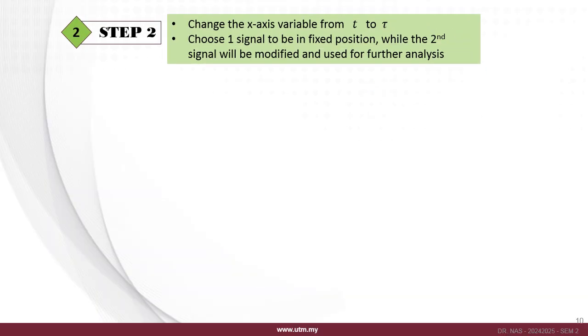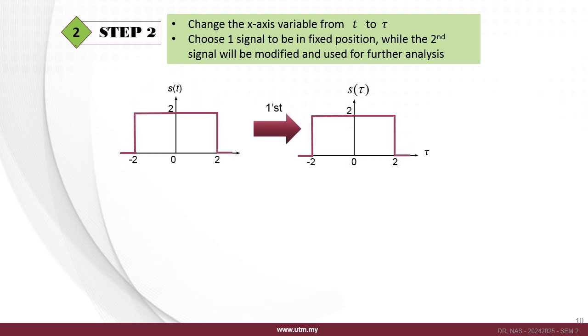Okay, the second step, you need to change the x-axis from t to tau, and then choose one signal to be in a fixed position, while the second one will be modified and used for further analysis. So this is the first one, s(t). The original axis is t, so now change the x-axis to tau, so now it becomes s(tau). Same goes to r(t), which will be transformed into r(tau). So here is r(tau).